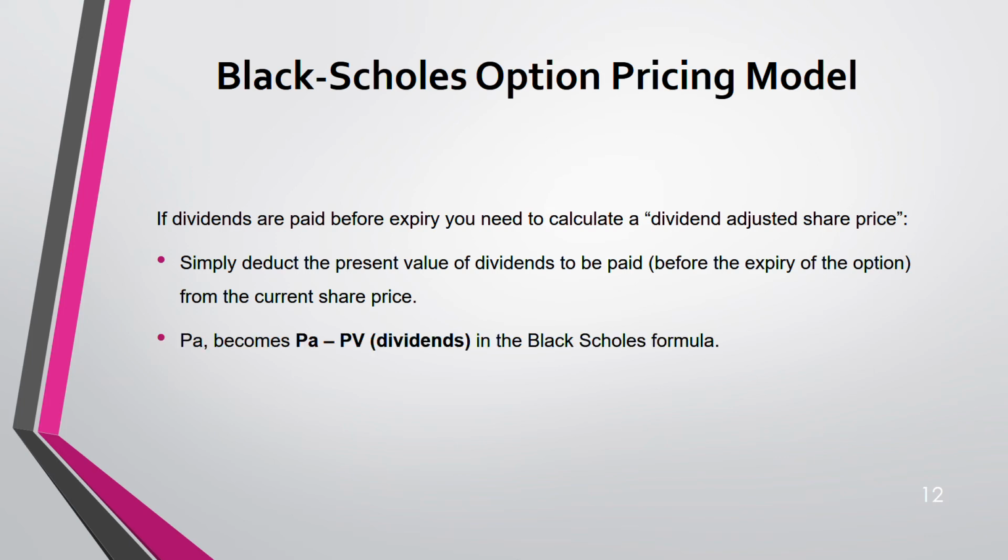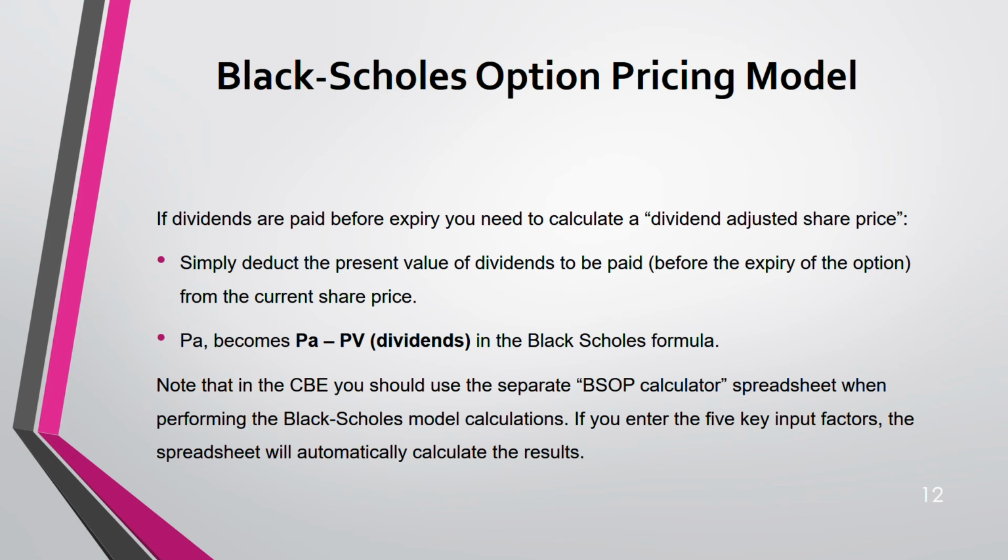So this is how it becomes. Your PA will then become PA minus present value of dividend in the Black-Scholes formula. Note that in your computer-based examination, you should use the separate BSOP calculator. You will see that it is there, the Black-Scholes option pricing model calculator. When you're performing the Black-Scholes model calculation, if you enter the 5 key input variables, the good thing is it will automatically calculate the result, but you should know how to do it. You should know how to work with this calculator. So please do that.